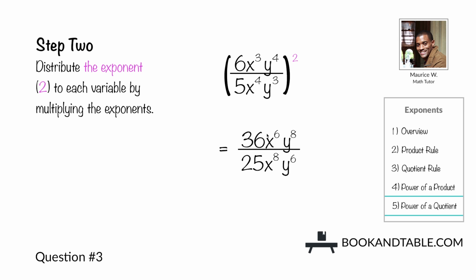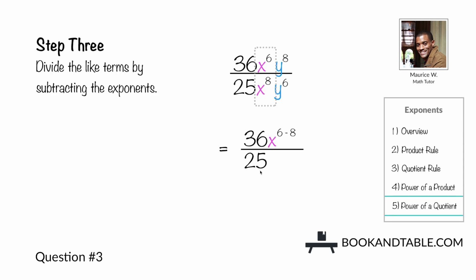And now we use the quotient rule to simplify our x and y terms. So step 3, divide the like terms by subtracting the exponents. We cannot simplify 36 divided by 25 any further, so we just leave that as our coefficient. We divide our x terms. X to a power of 6 divided by x to a power of 8 is equal to x to a power of 6 minus 8, which is negative 2. And then our y terms, y to a power of 8 divided by y to a power of 6 is equal to y to a power of 8 minus 6, which is positive 2.